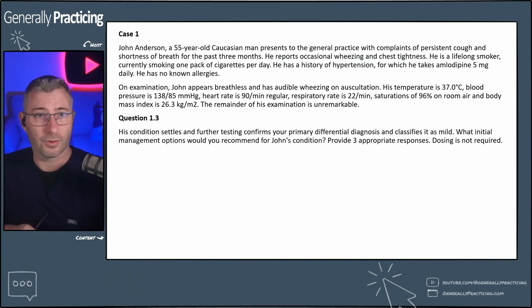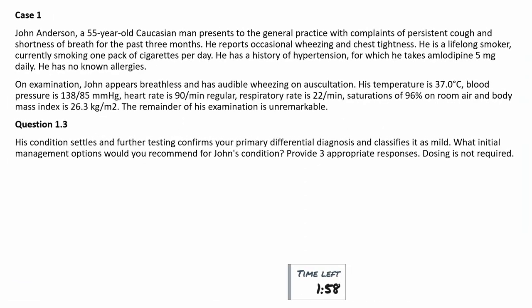Now, question 3, we'll put 2 minutes on the clock and your time starts now. His condition settles and further testing confirms your primary differential diagnosis and classifies it as mild. What initial management options would you recommend for John's condition? Provide 3 appropriate responses. Dosing is not required.